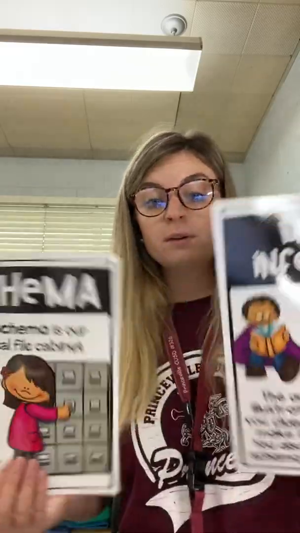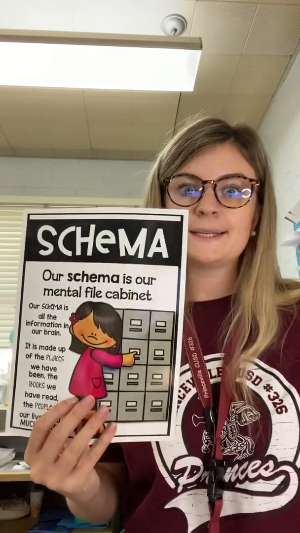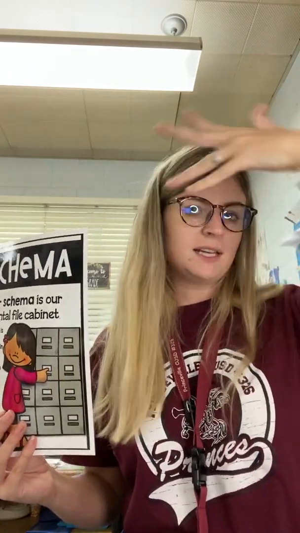So one more time, we are reading Wilfred Gordon McDonald Partridge by Mem Fox. It is realistic fiction, which means it's fiction, fake, but it could be true. We're talking a lot about verbs, and then really focusing on making inferences using pictures, words, and our schema. So schema, again, is everything you have in your brain. It's your memories.